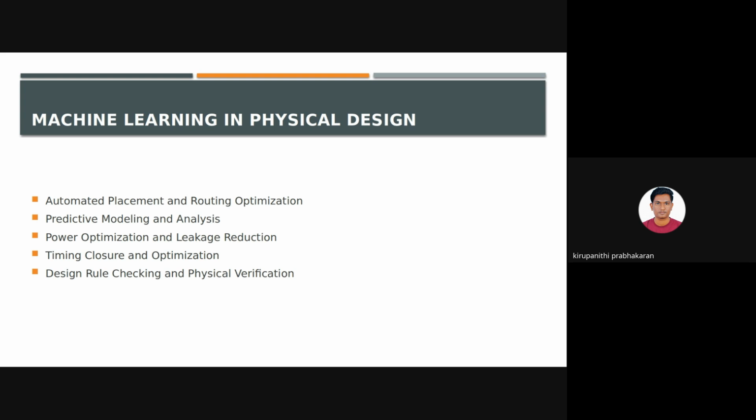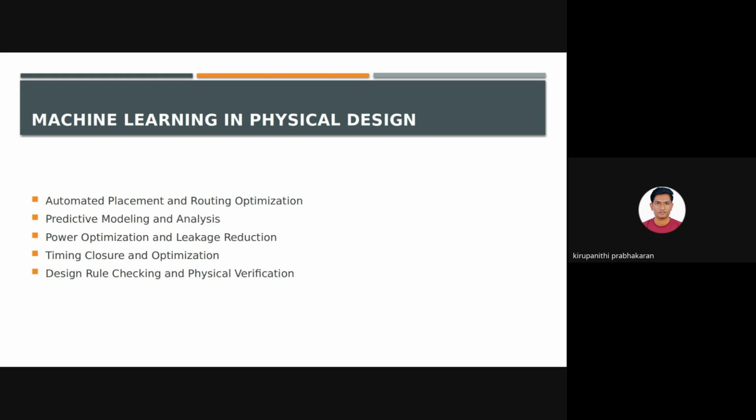Machine learning in physical design. Machine learning has become a key player in physical design by addressing complex challenges that traditional methods struggle with. AI techniques like predictive modeling, optimization, and automation are transforming critical stages of physical design, resulting in faster design cycles.